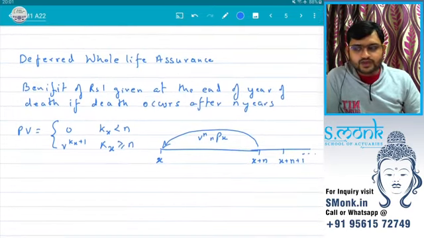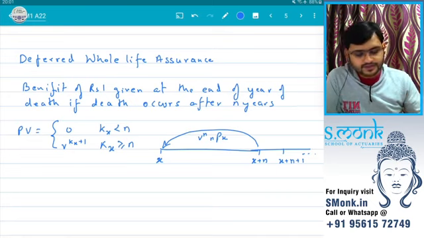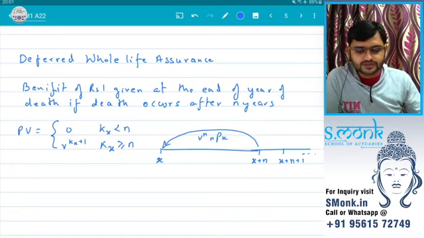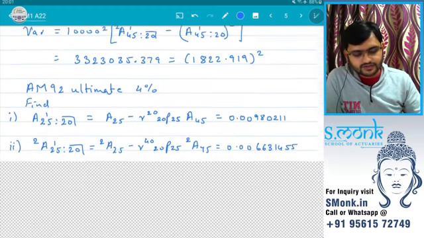So in our life assurance, you will be seeing that almost every time whenever we are discounting, we are also multiplying with npx. We are always saying if the person survives for n years, then we will be doing this. Like here also, we had v raised to 20, 20px.